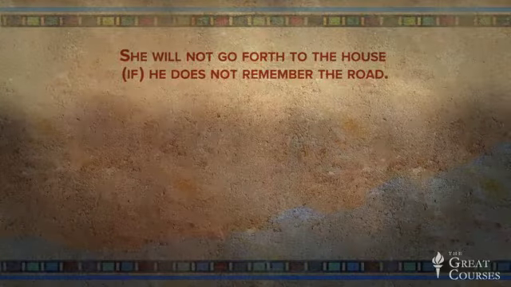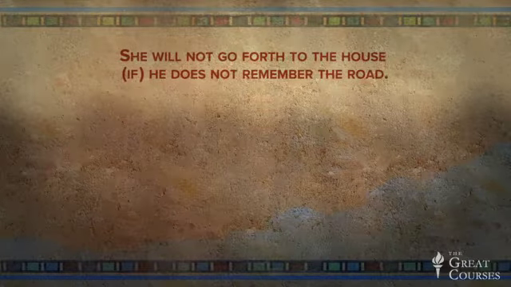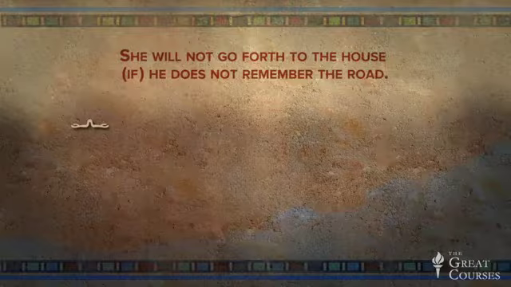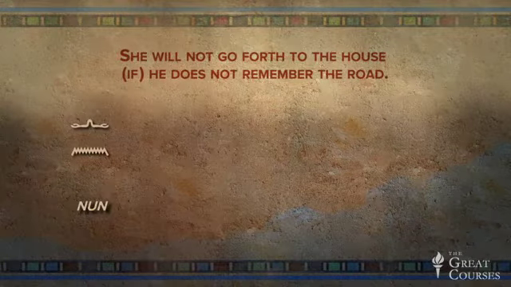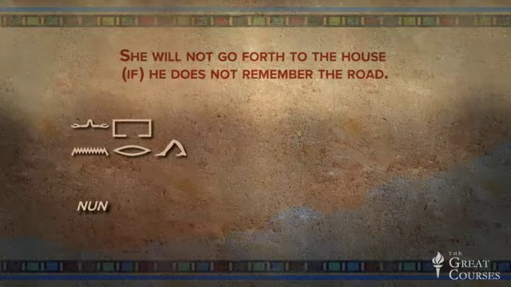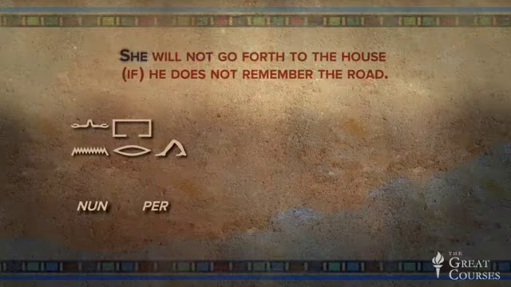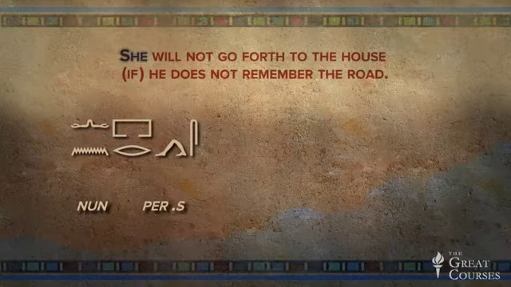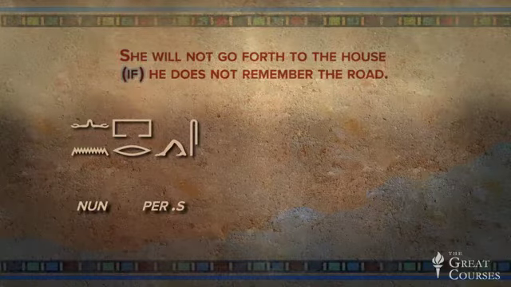remember the road. Okay, first we look to see the tense. It's future. So we need both the arms and the water sign as negators. Next is our verb, go forth. That's per. The she part is easy. That's our suffix pronoun folded cloth. Next, the if is understood, so nothing to add here.